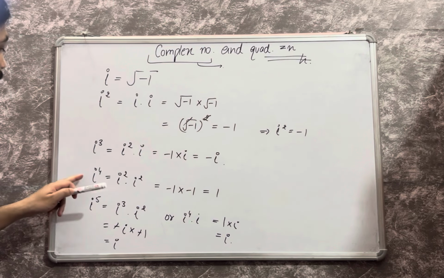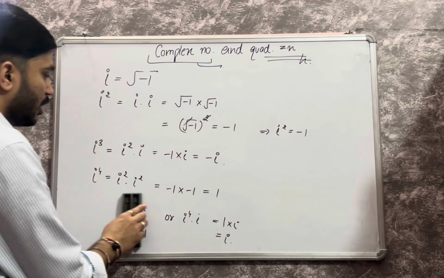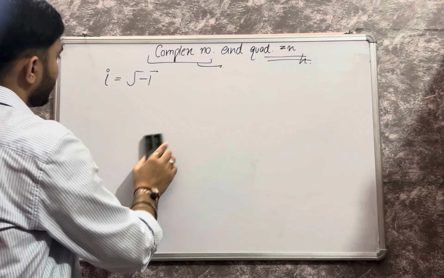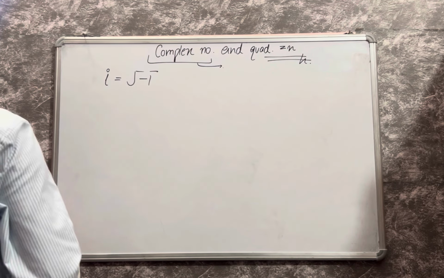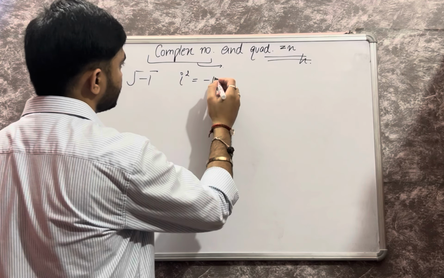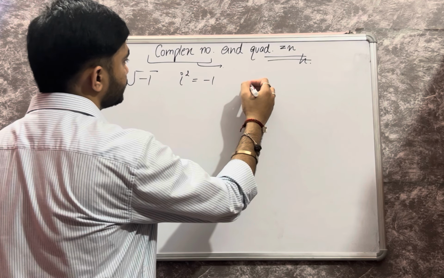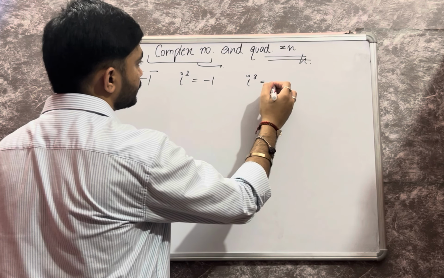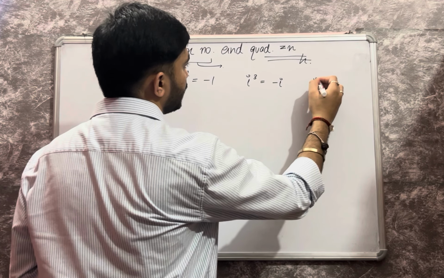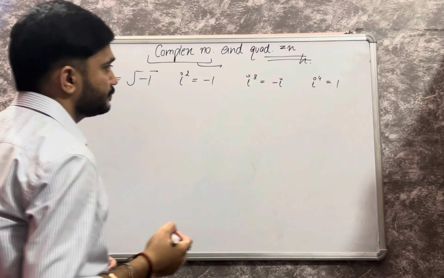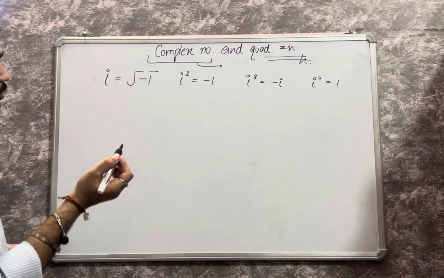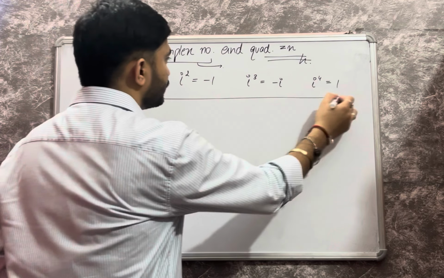What if the power is much higher? How are you going to solve that then? Just remember these four values first: iota is iota, iota square is minus 1, iota cube is equal to minus iota and iota 4 is equal to 1. Just remember these four values first, and then we are going to find the values of the rest of the thing.